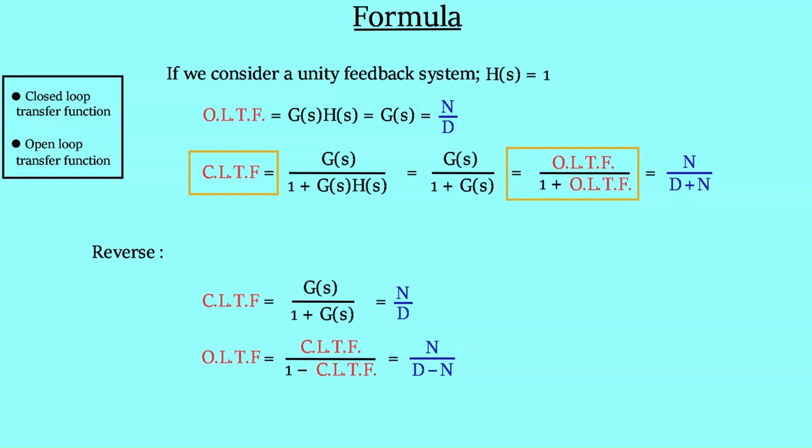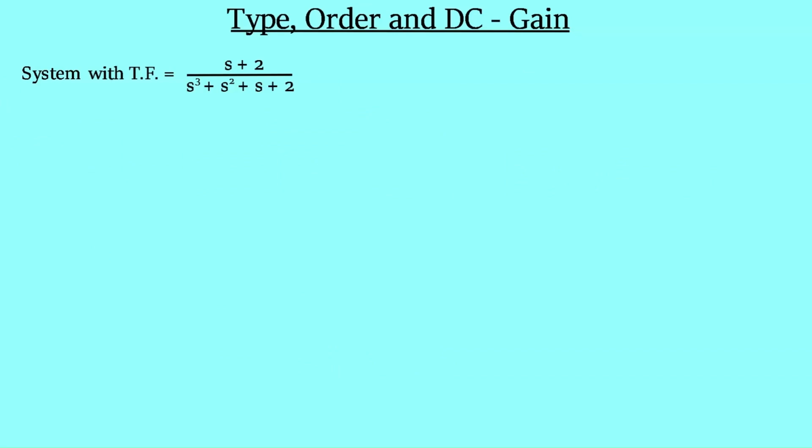These are the formulas which are widely used even though they are very simple. But keep in mind all the formulas which are shown in front of you are meant only for unity feedback system. Now quickly come to our next topic, which is type, order and DC gain of the system.